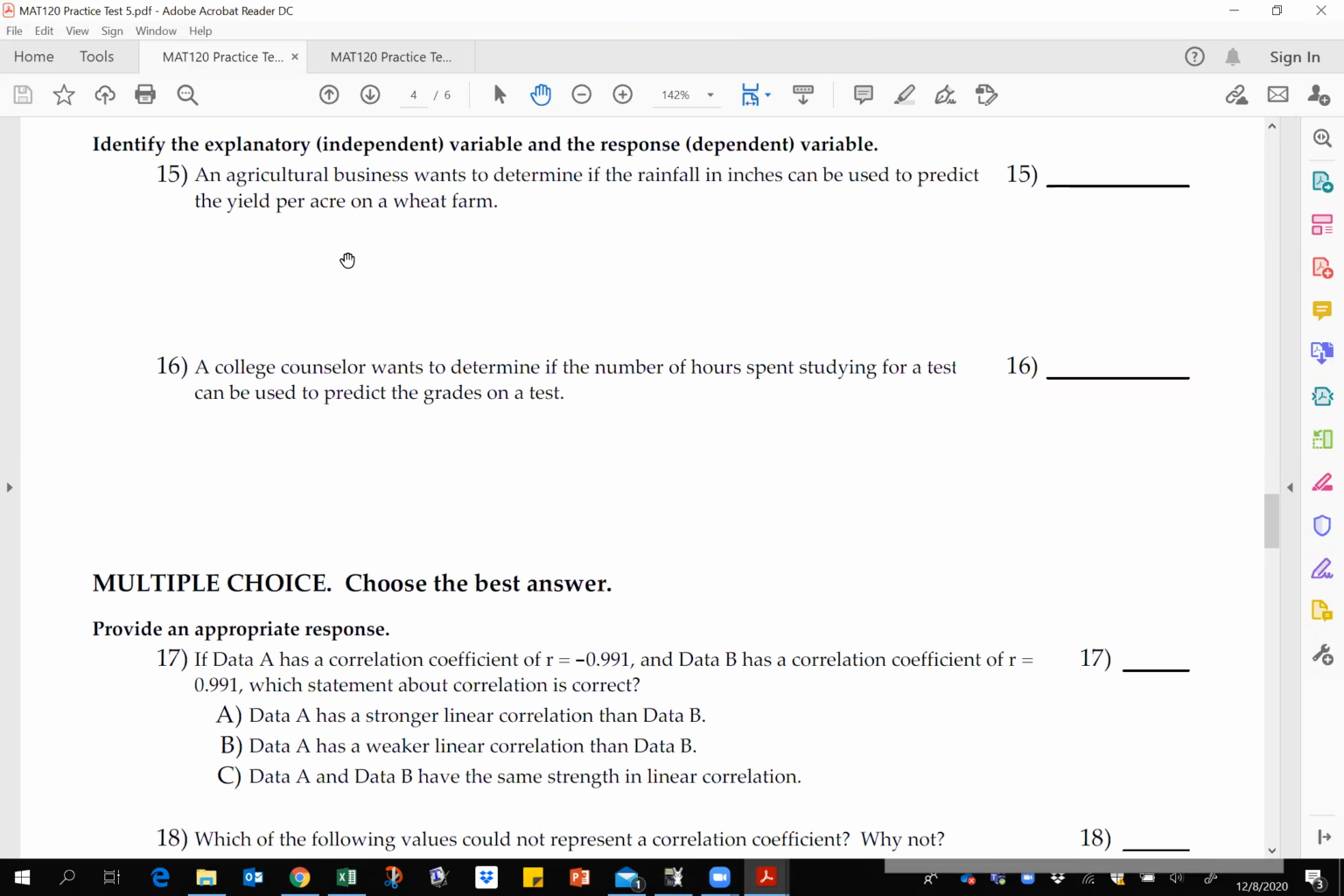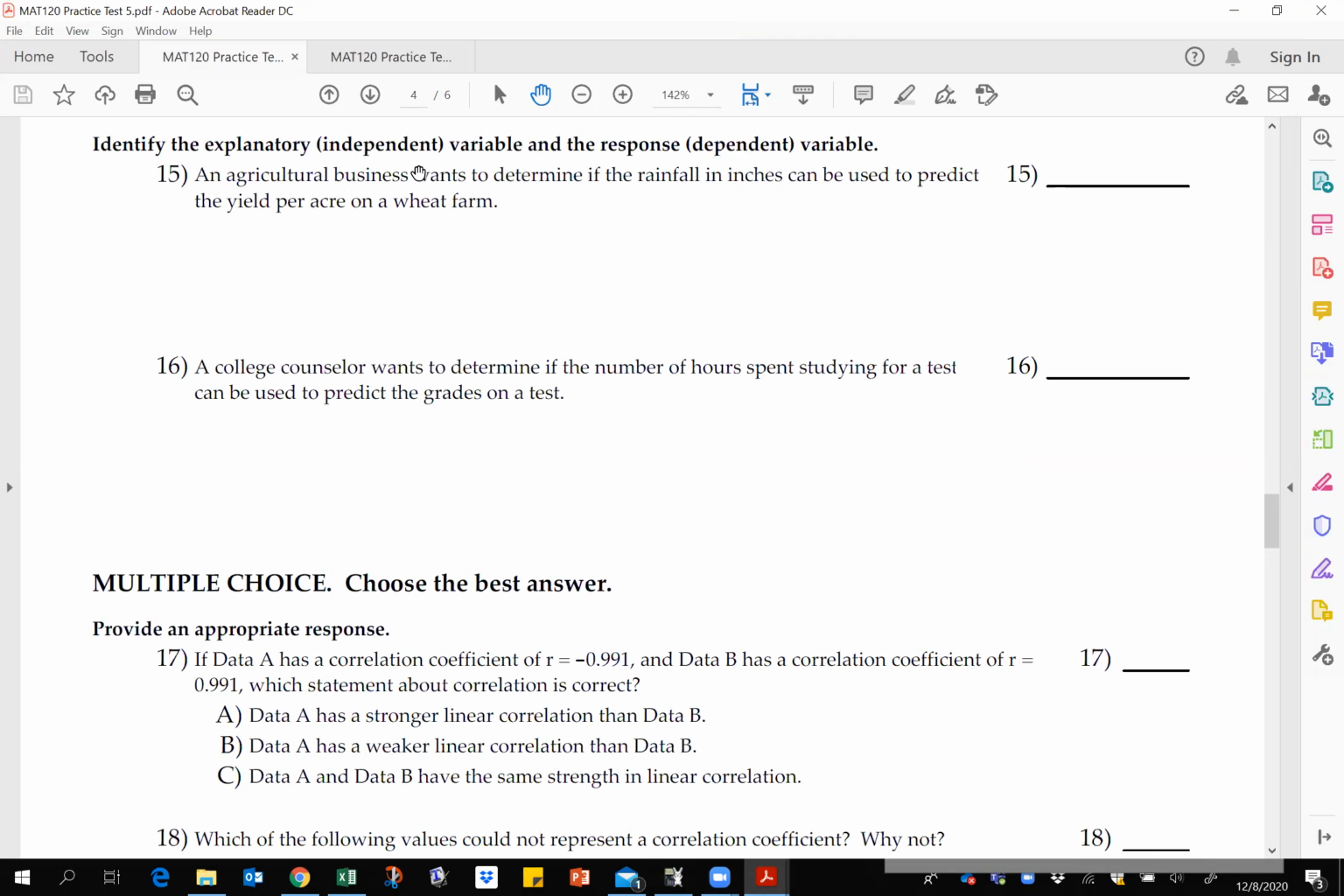In 15 and 16, they ask us to identify the independent variable and the dependent variable. In general, the independent variable is the one you can think of as the one you can control, and the dependent variable is the one that depends on the independent variable.